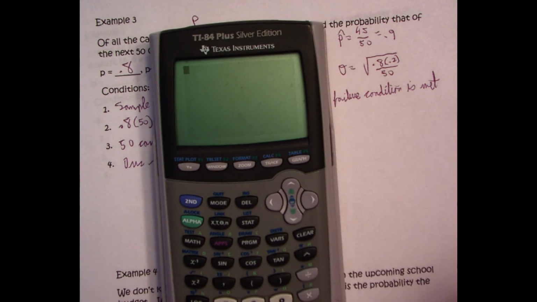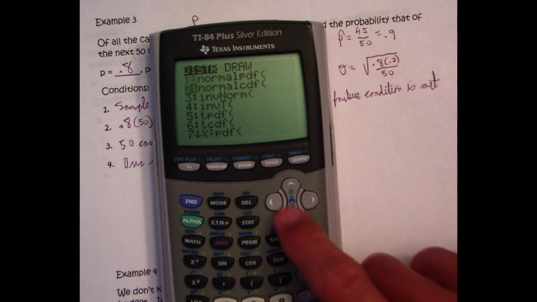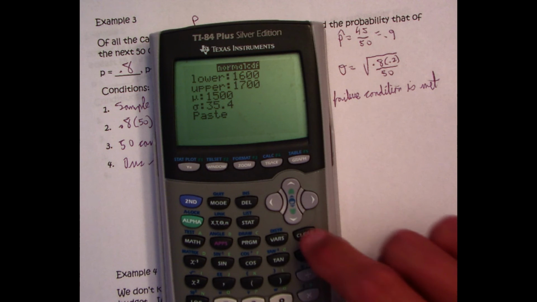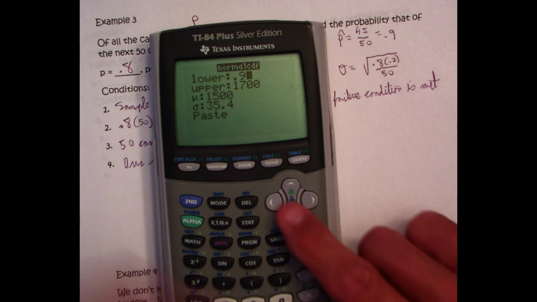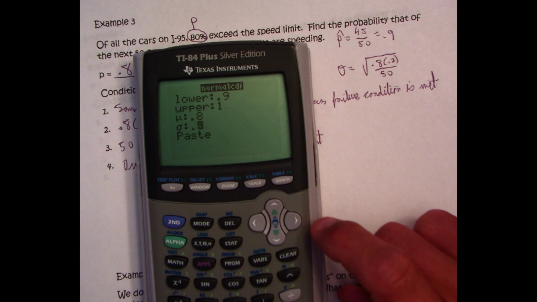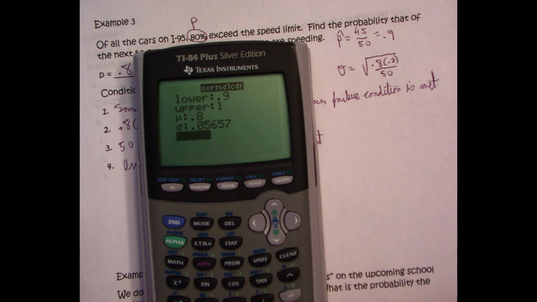Okay, so now we just do a normal model. We're going to go to 2nd distribution, normalcdf. Our lower bound is 0.9 with an upper bound of 1.0. Our mean is 0.8, and our standard deviation was 0.05657. And it comes out to about 3.8%.